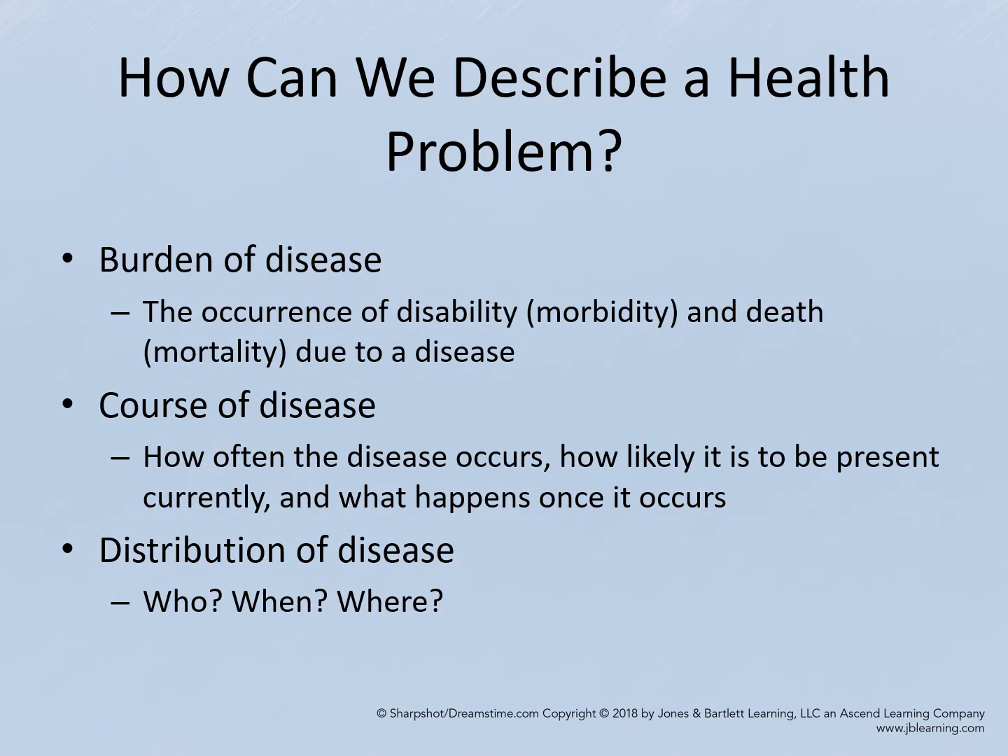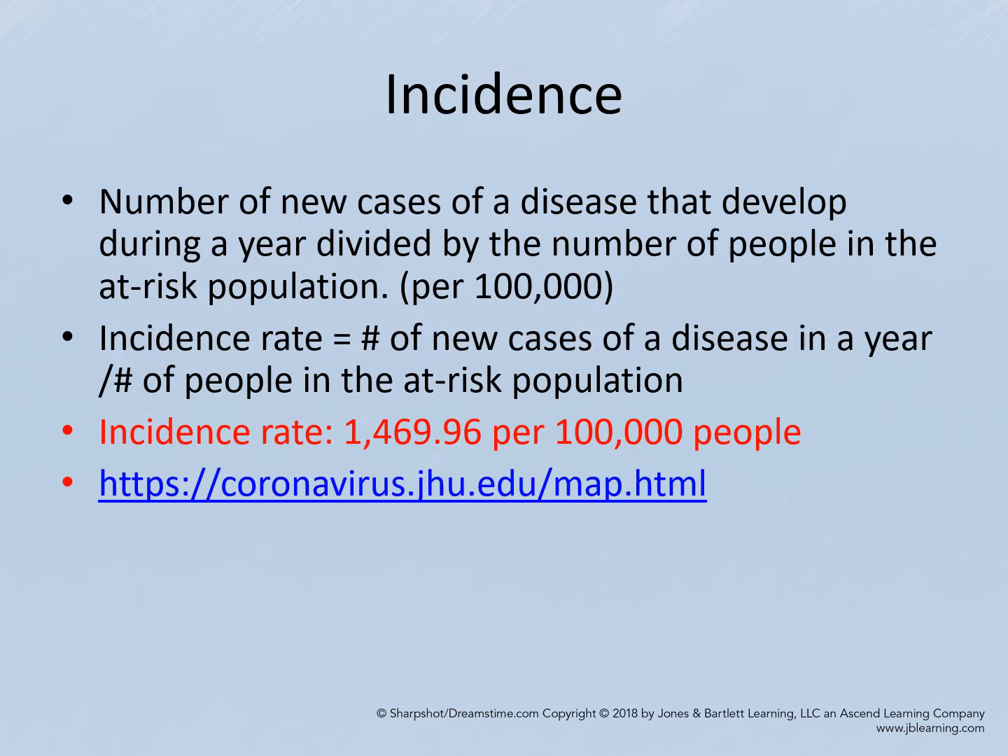So in order to further explain the burden and the course of the disease, we need to explain what is incidence, what is prevalence, what is infectivity or the case fatality rate. And so we'll look at a few examples right now, okay? So what is incidence? It's the number of new cases of a disease that develop during a year divided by the number of people in the at-risk population. The formula is the number of new cases of a disease in a year divided by the number of people who are at risk for that disease.